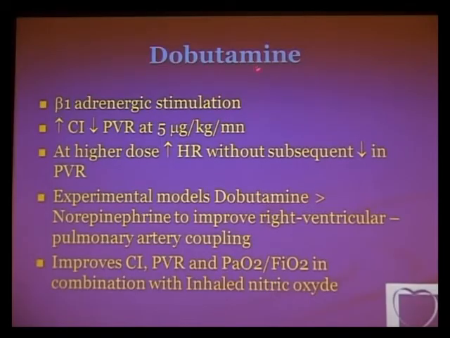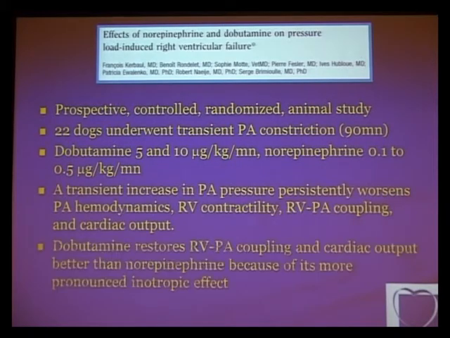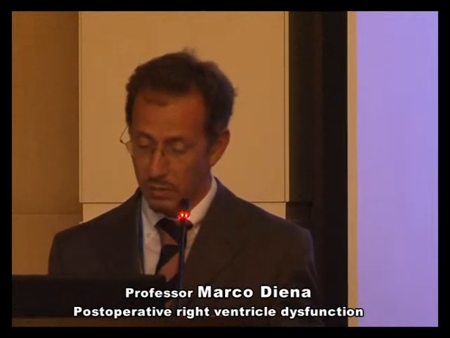Now dobutamine, already been told about dobutamine. The very important thing is that in an experimental model dobutamine has been proved superior to norepinephrine, not only for the inotropic effect, but also for the vasodilatory effect on the pulmonary vascular resistance. I don't go into details because we are late, but dobutamine is proved to restore right ventricle pulmonary artery coupling and cardiac output better than norepinephrine. This is a very important issue. Of course, if you have a patient with low arterial pressure, we also have to use norepinephrine as well.